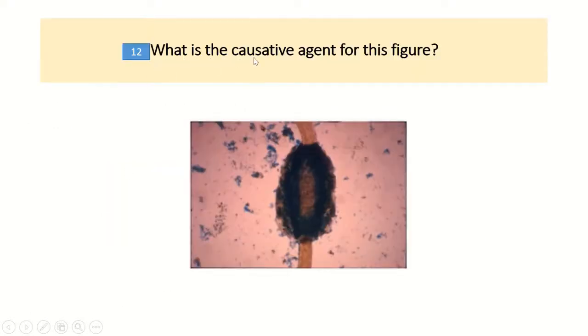Question 12. What is the causative agent for this figure? What is evident from this figure is tight attachment of nodules along the hair shaft, which is equivalent to black piedra. The causative agent for black piedra is Piedraia hortae. So the correct answer is Piedraia hortae.